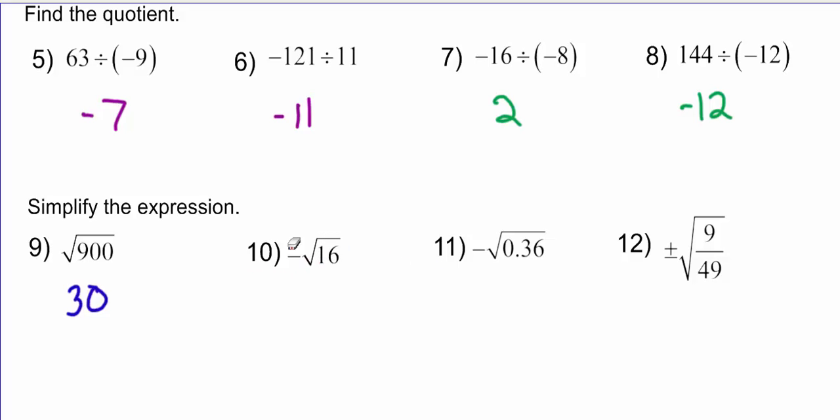All right, number 10, we've got a negative sign out in front of our square root symbol, and then we have the square root of 16. I'm just going to leave the negative there. The square root of 16, we know, is 4.